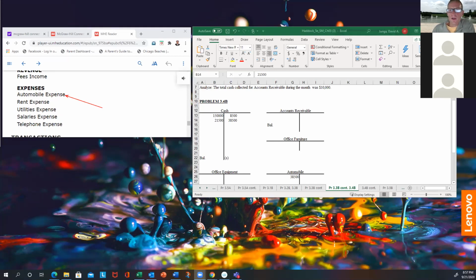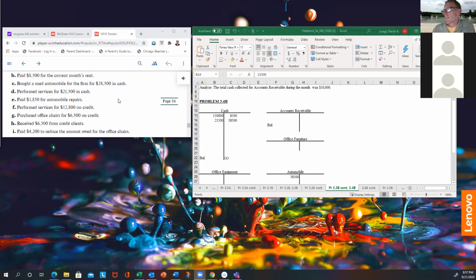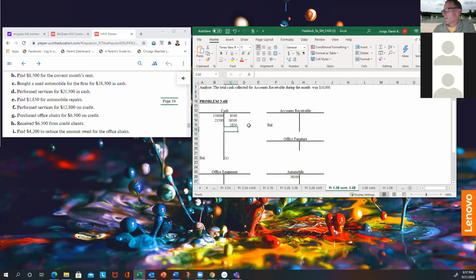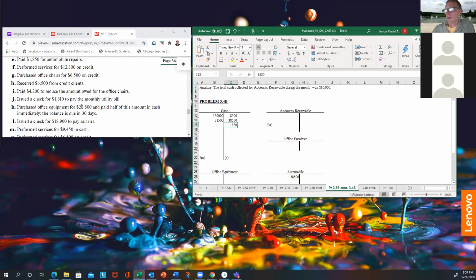So on this problem, it's for $1,850, so we're going to have cash. We should all say credit cash, $1,850, and then debit auto expense, $1,850. So there's your debit, and there's your credit to cash. That's letter E. I'll keep going if there's no questions. Good.